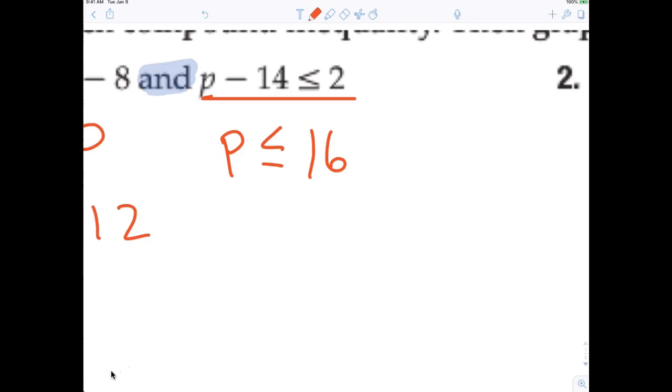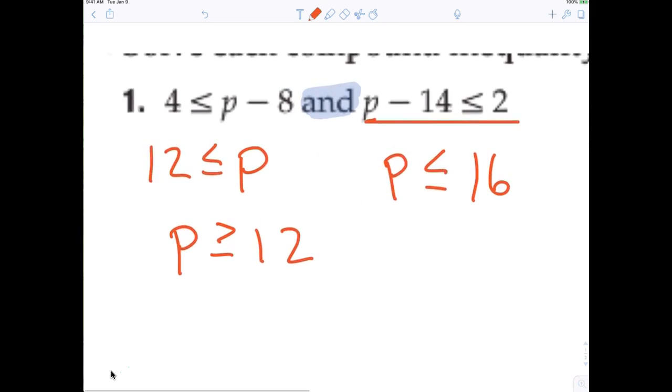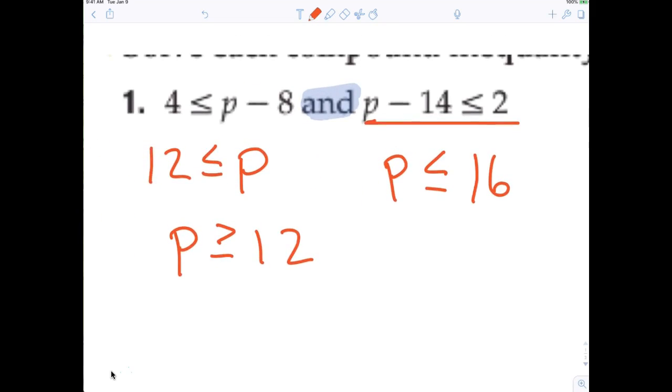All right? The same thing with the other one now. Right? How did I get 12? You probably what? Add what? You added 8. Come on.